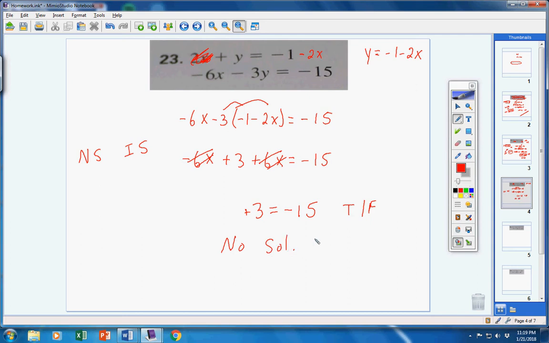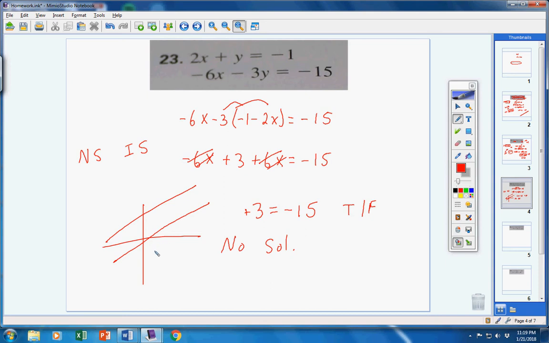So, students, if you were to graph these two equations up here, you would see the two lines would be parallel. Okay? They would never intersect.